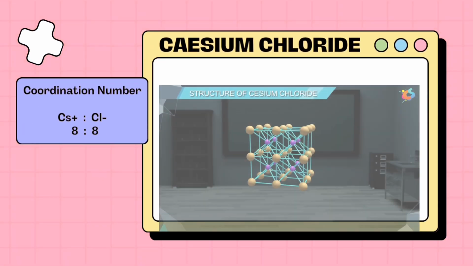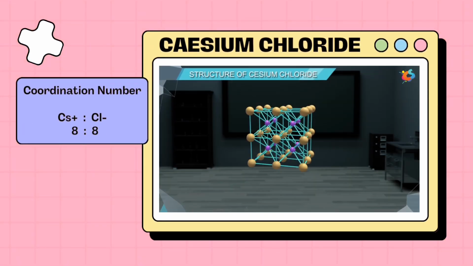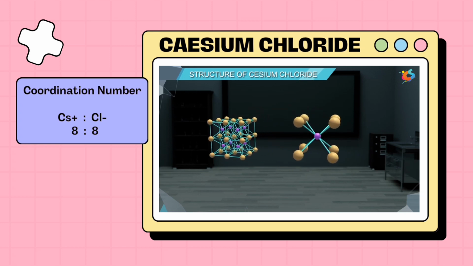Each caesium ion in caesium chloride is surrounded by 8 chloride ions. Therefore, the coordination number for Cs+ ions is 8. Each chloride ion in caesium chloride is surrounded by 8 caesium ions. Therefore, the coordination number for Cl- ions is 8.